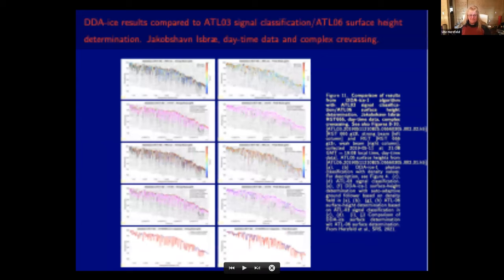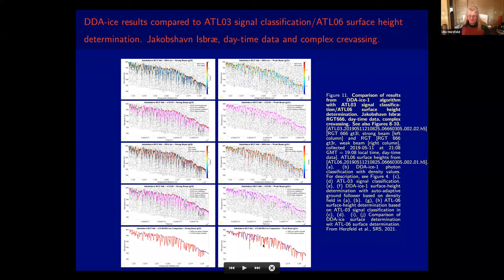Daytime data, higher background makes it even worse for non-adaptive algorithms and so forth. Right, so now you see how DDA picks up signals in the weak and strong beam, and the standard product doesn't even have high confidence classified photons. That's what that says. Okay, so now we're getting to more of the glaciological part.